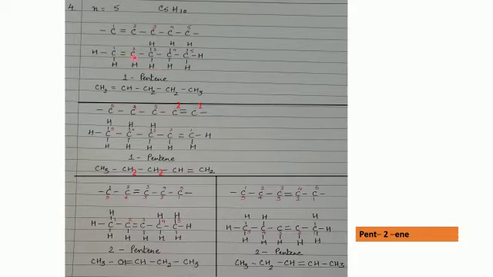Since the double bond is present between carbon atoms 1 and 2, and out of the two numbers 1 is smaller, we will consider 1, and the name of the compound will be 1-pentene, or you can even write it as pent-1-ene, or simply pentene. How do we write the formula? It is CH2 double bond CH, single bond CH2, single bond CH2, single bond CH3.